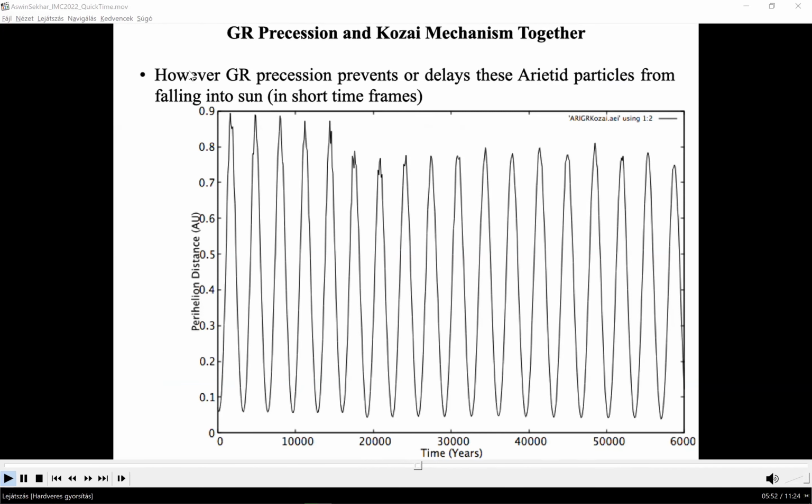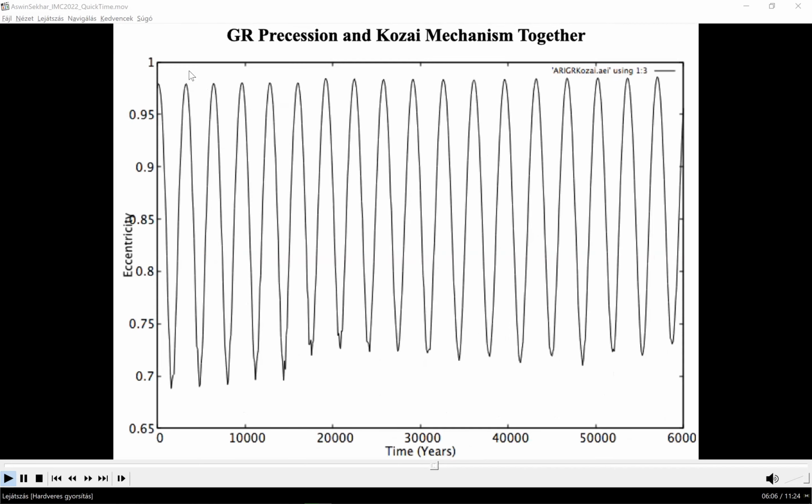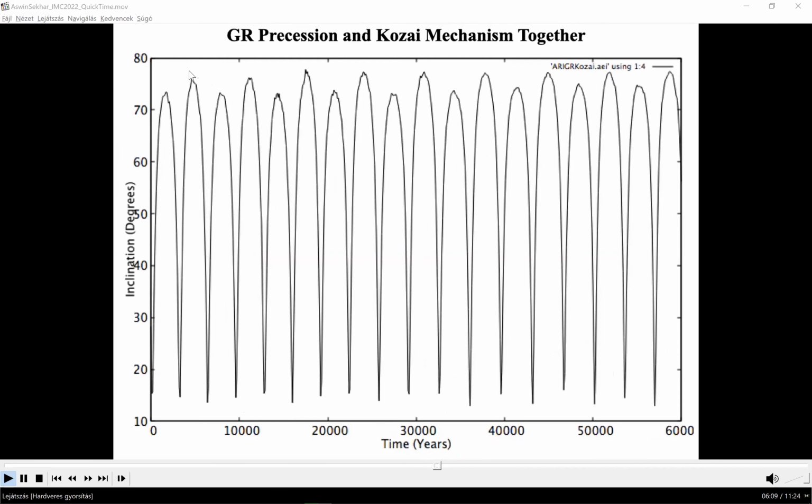So this is a small q versus time plot, perihelion distance versus time. And here you see that when you switch on GR, this particular particle doesn't fall into the sun. So here you have eccentricity versus time, here you have inclination versus time, and one can clearly see that this falling into the sun phase due to this Kozai mechanism has been sort of overpowered by this GR precession.